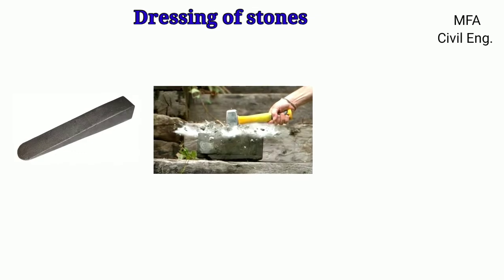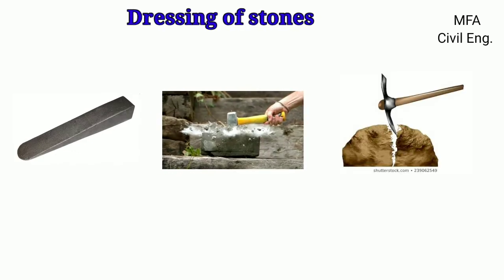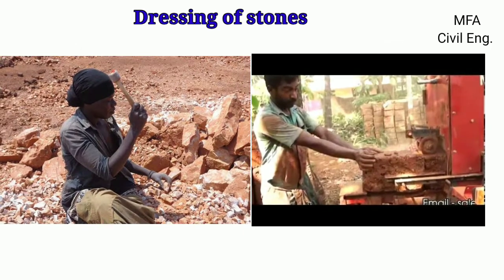The process of giving shape to quarry stone with the help of tools like chisels, hammer, and axe is called dressing of stones. This process is carried out manually or by using machines.